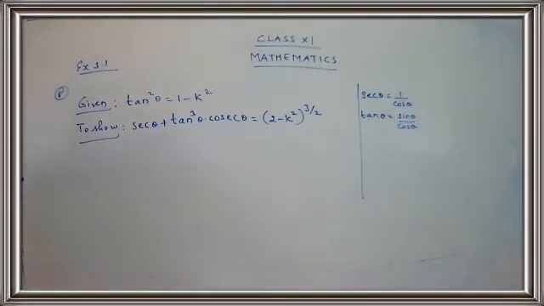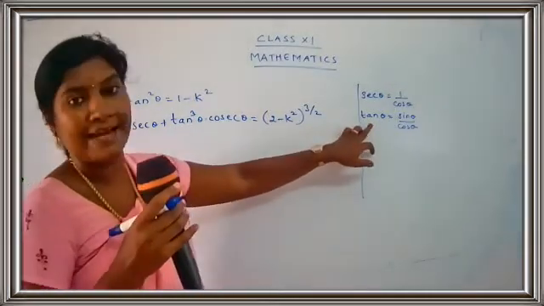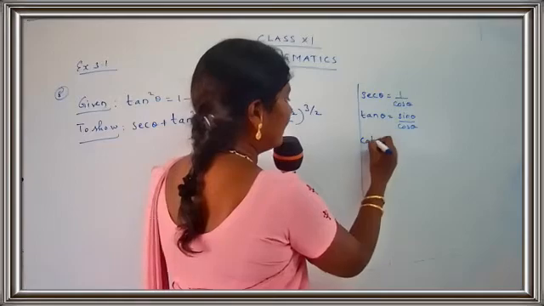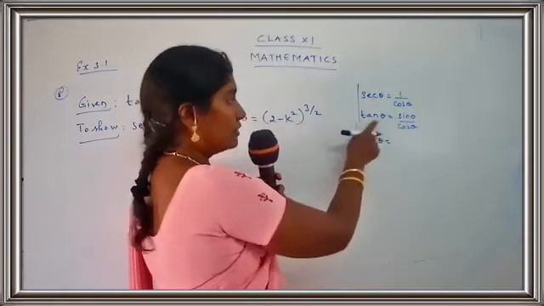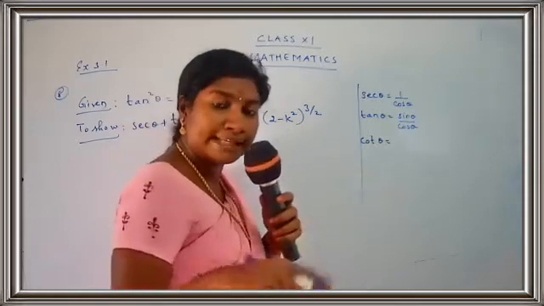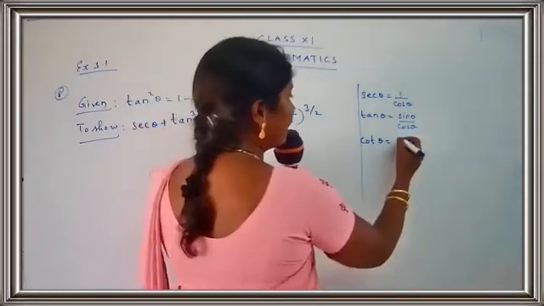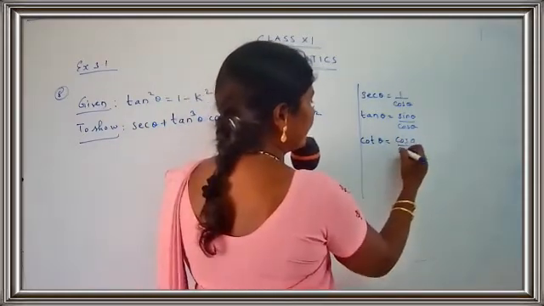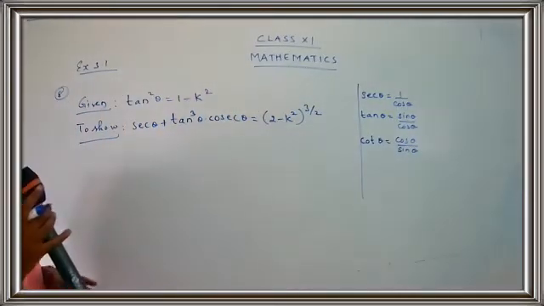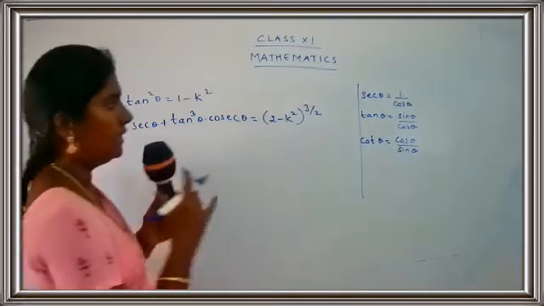Okay. Then the reciprocal of tan is cot. What is the reciprocal of tan? It's cot. So cot theta will be written as the reciprocal of this. So tan theta is the reciprocal of cot theta. So what is the reciprocal of sin theta upon cos theta? It will be taken as cos theta upon sin theta. Right. Cot theta is cos theta upon sin theta. Okay, one more thing.